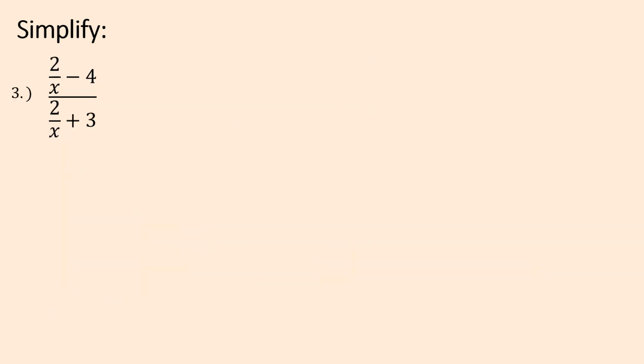Same idea for this problem. We have fractions within fractions. They're separated by pluses and minuses, so we can't do keep it, switch it, flip it. We're going to find a least common multiple, and in this problem, it's just an x.